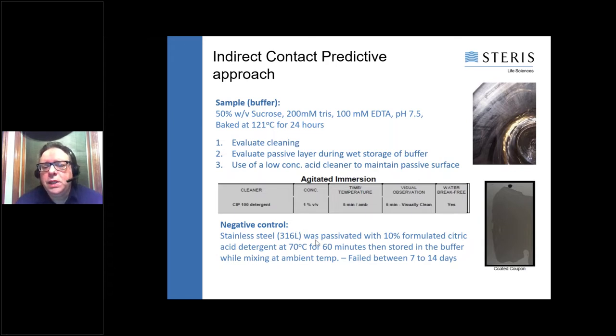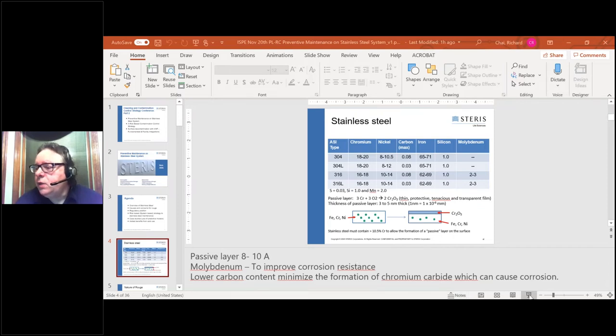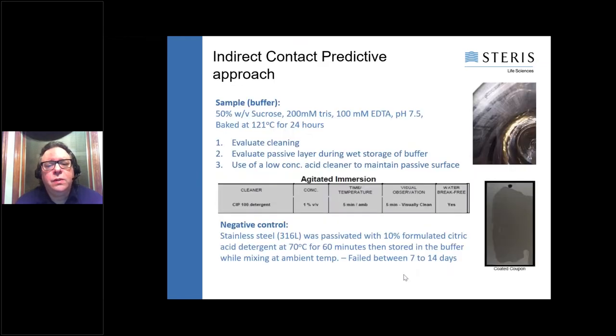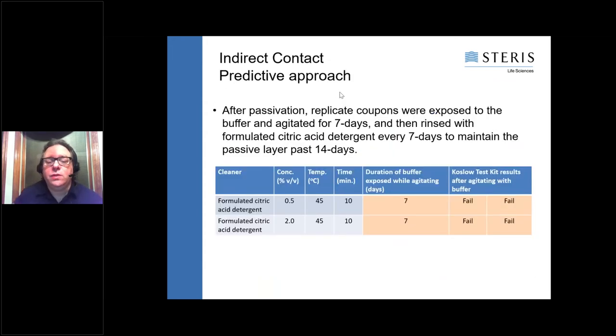So we took a 316L stainless steel coupon, exposed it to 10% of a formulated citric acid detergent at 70 degrees for 60 minutes, and confirmed that it was passive. Then we exposed it to the buffer, and periodically tested that, and we showed failure between 7 to 14 days. The next step is to evaluate, next slide please. The next step is to evaluate a low concentration acid treatment to try to maintain it. So in this case, we know that between 7 to 14 days, we see a failure.